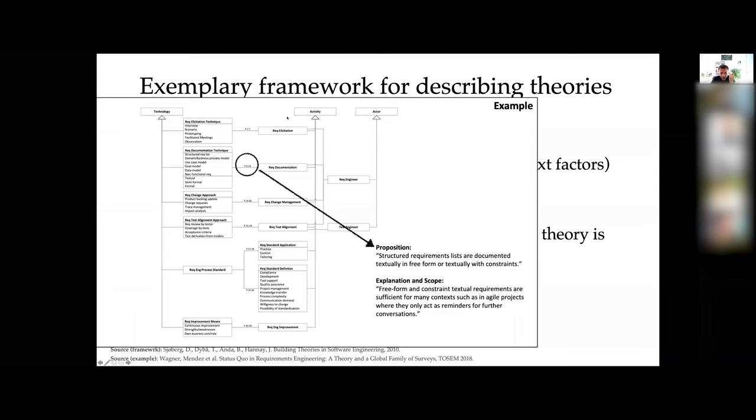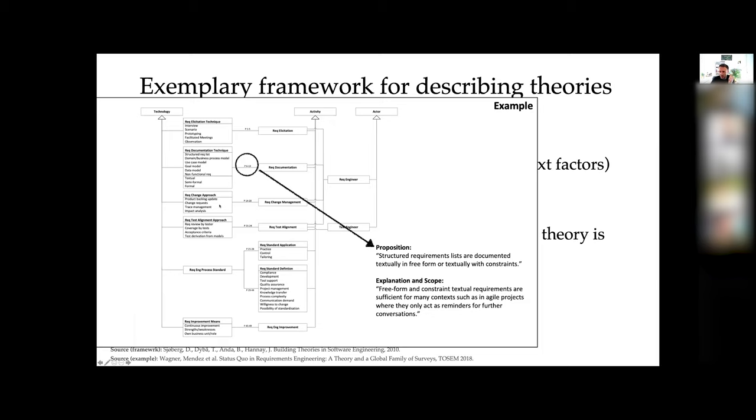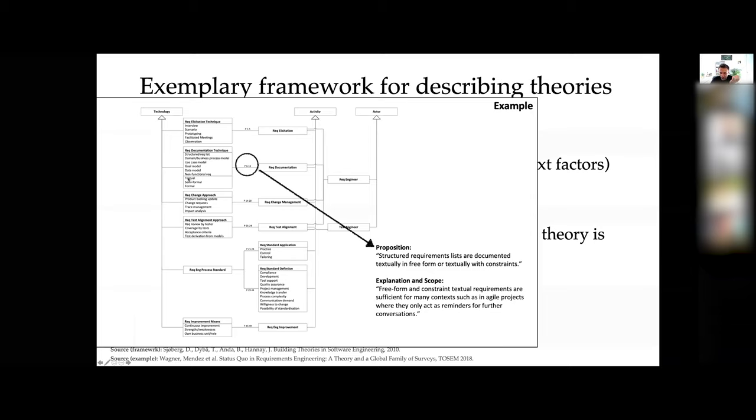These are the different things that can happen. These are everything that I can observe out there. The propositions are now, as I said earlier, the glue that puts these things together. One example for a proposition is that requirements engineers document their requirements in structured requirements lists using natural language specifications. I should have formulated this in active voice. These are the constructs and the propositions. Why are they important?